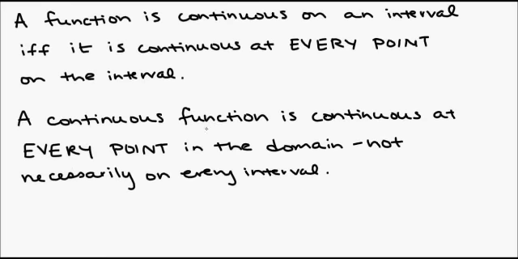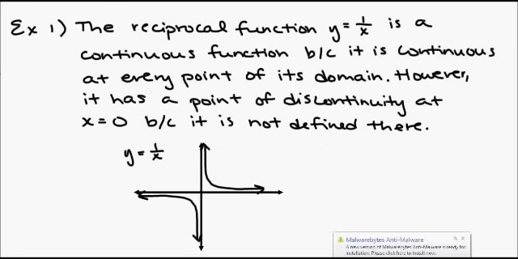A continuous function is continuous at every point in the domain. This is the key phrase here, in the domain, which does not necessarily mean every point on the interval. Example 1, this is to clarify that a little bit. The reciprocal function y equals 1 over x is a continuous function because it is continuous at every point of its domain.